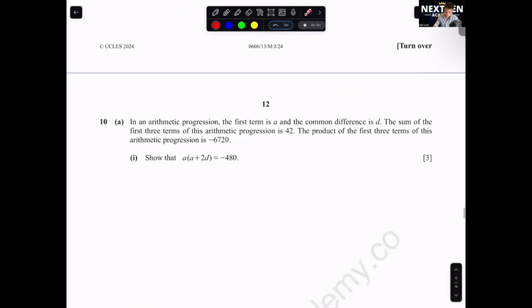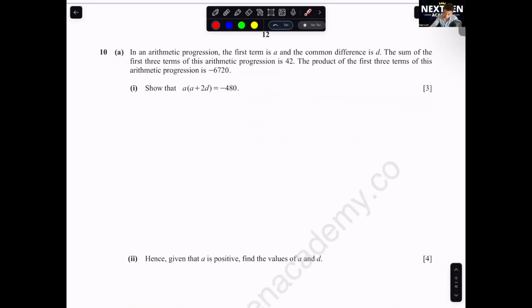Okay, let's go to number 10. In an arithmetic progression, first term A, common difference D. The sum of the first 3 terms is 42. The product of the first 3 terms is -6720. Show that A bracket A plus 2D equals -480.